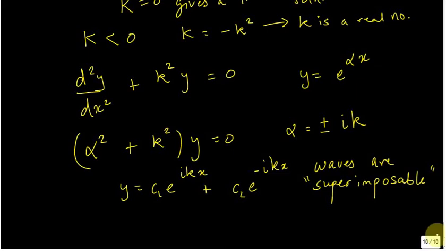Now, if I expand this, e to the power i kx, that's cos kx plus i sin kx. And if I expand the other one, that's c2 cos kx minus i sin kx. And then I collect the terms of cos kx and sin kx. So (c1 plus c2) into cos kx. I'll write c1 plus c2 is equal to A. And I'll write i times (c1 minus c2) as B.